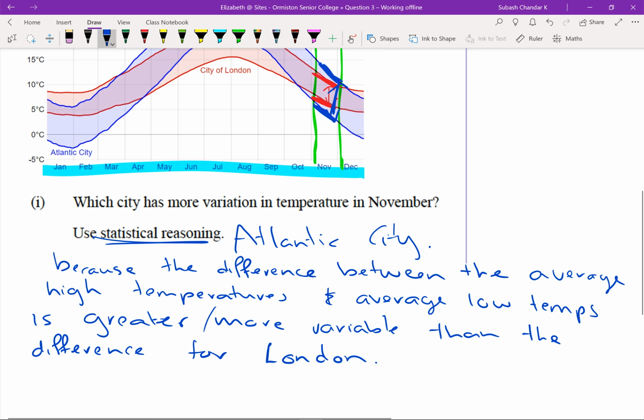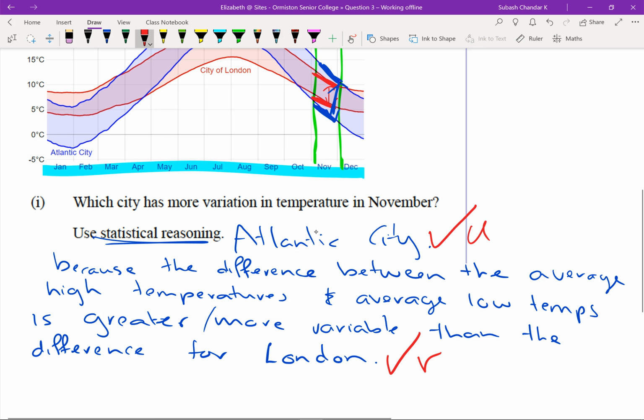Now, in that sense, I've made sure it's in context. So I've specifically said that the graph is talking about the average high temperatures, average low temperatures. Okay. For the second part of the sentence, I just said for the difference for London, because I've already said before what the difference is. So I don't need to repeat that again. But I have defined it there once in that sentence. All right. So being able to tell me Atlantic City is my Achieved. Being able to give me justification is my Merit. So that's that question.